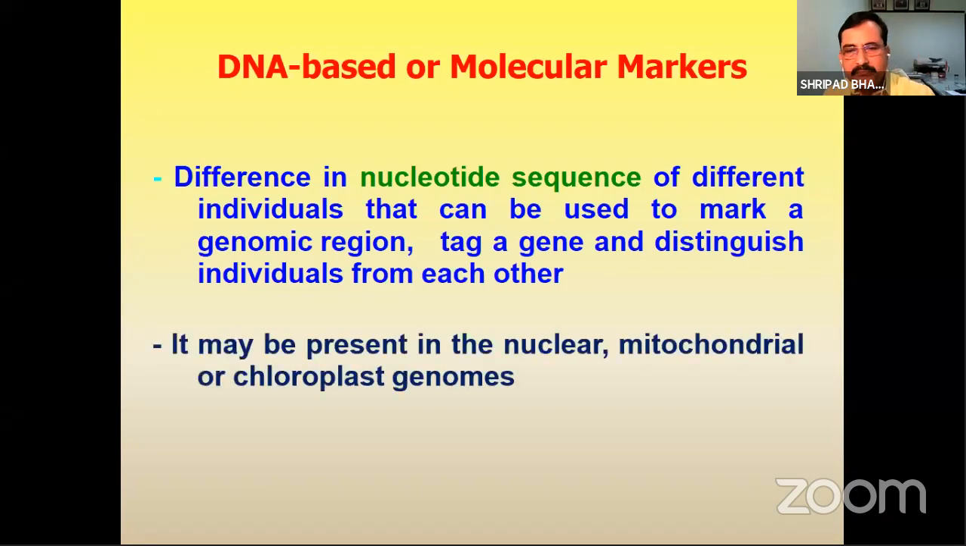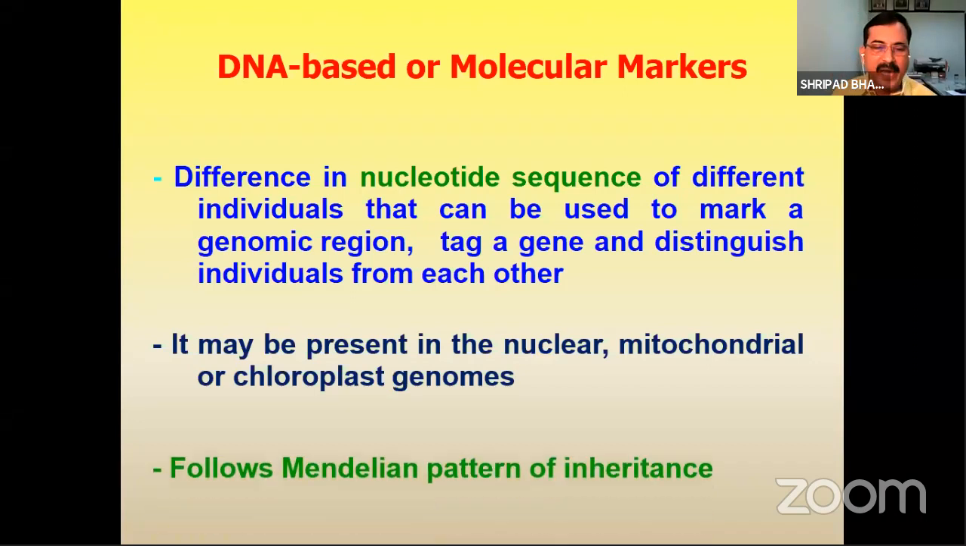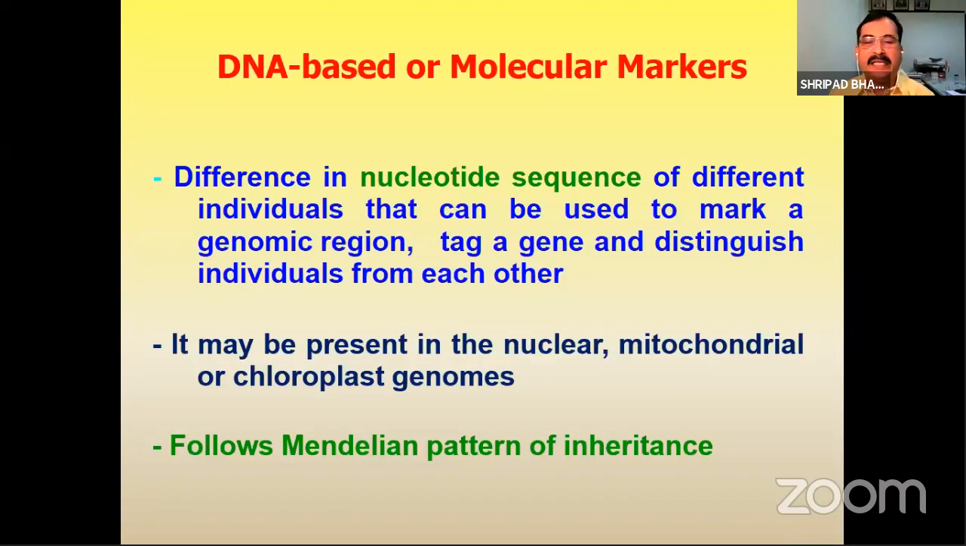Now, friends, the interesting thing about this molecular marker is that it is present in three different places: maybe nuclear DNA, maybe mitochondrial or chloroplast DNA. And the other important thing is that it follows the Mendelian pattern of inheritance. Now, if I quickly ask you what you mean here, in this case, by molecular markers following the Mendelian pattern of inheritance, does it mean that you will see a 3:1 ratio? Or does it mean that you will see a 1:2:1 ratio?